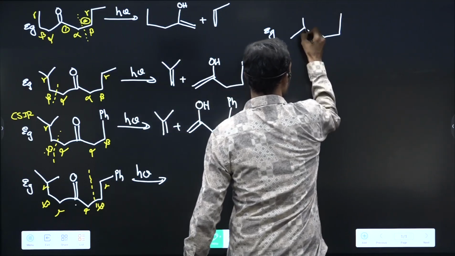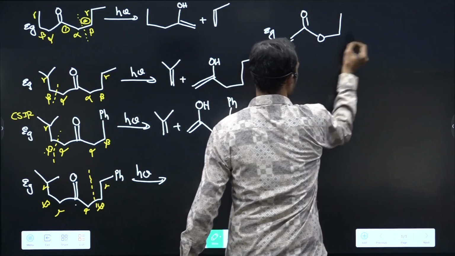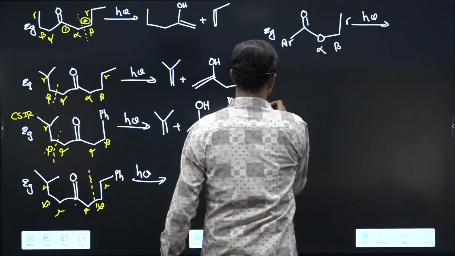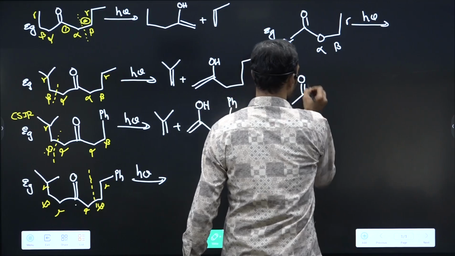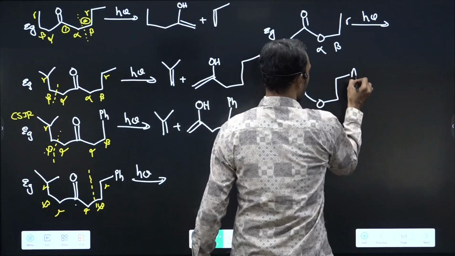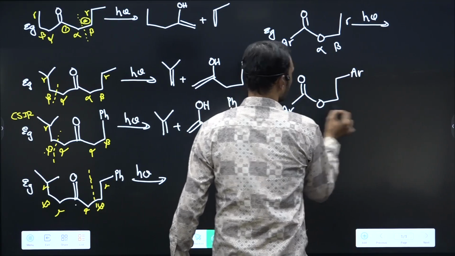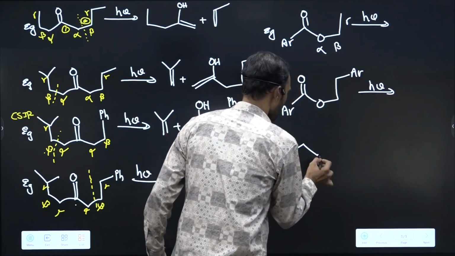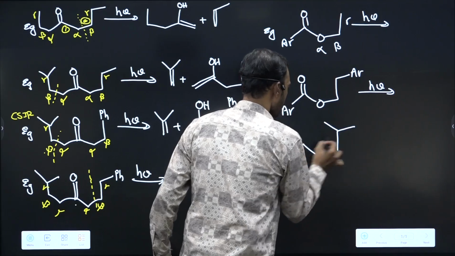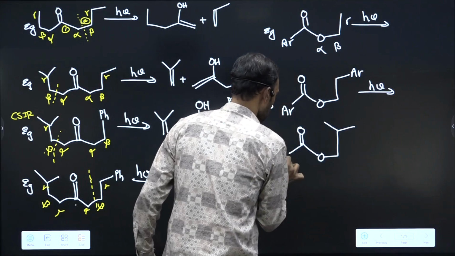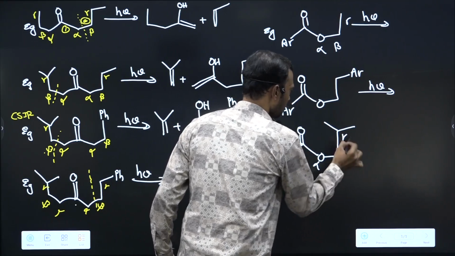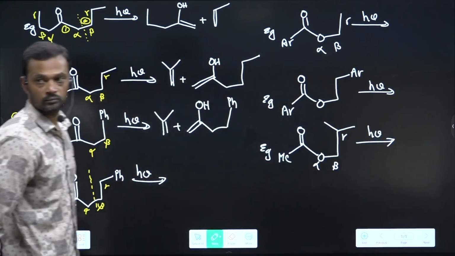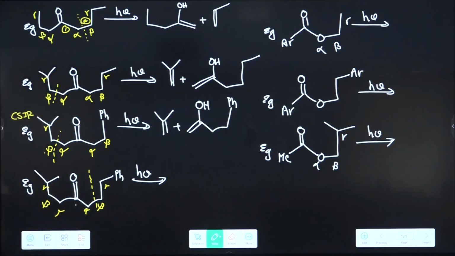Even esters are also possible to give this reaction. This is ester, photochemically, alpha, beta, gamma. Esters can give even Norrish type 2.